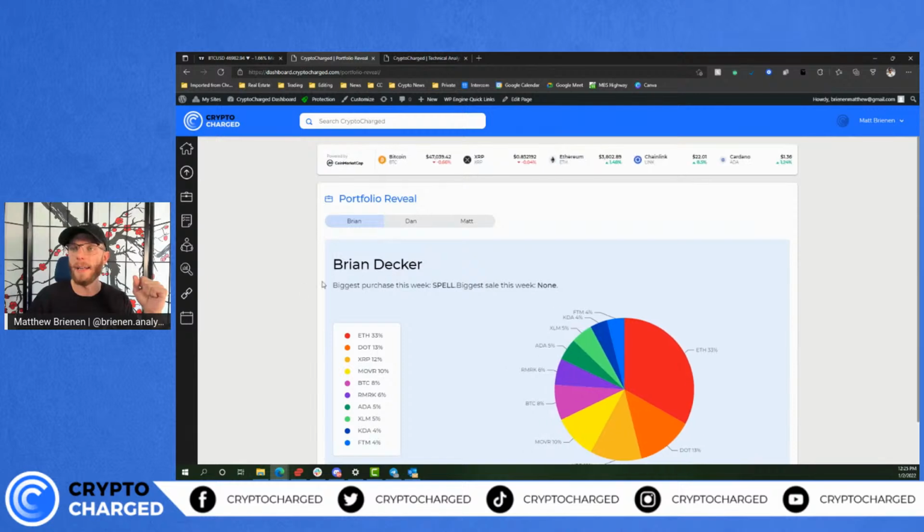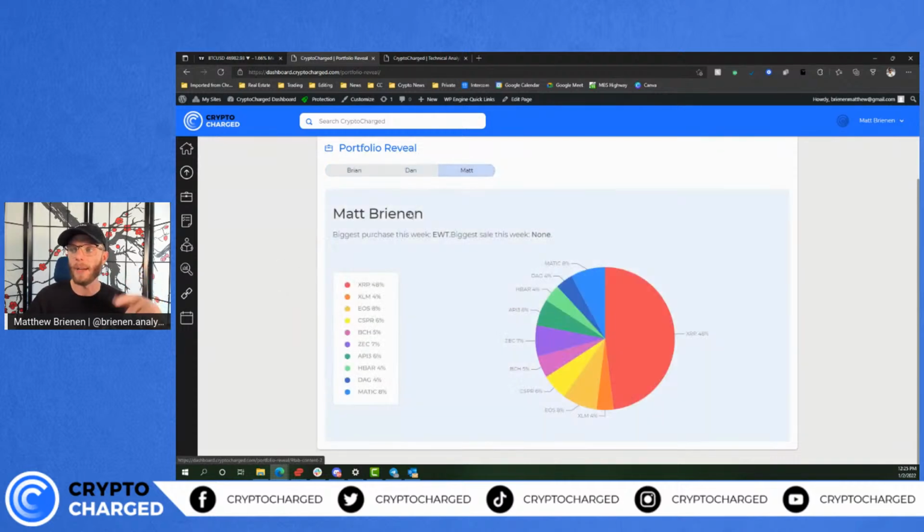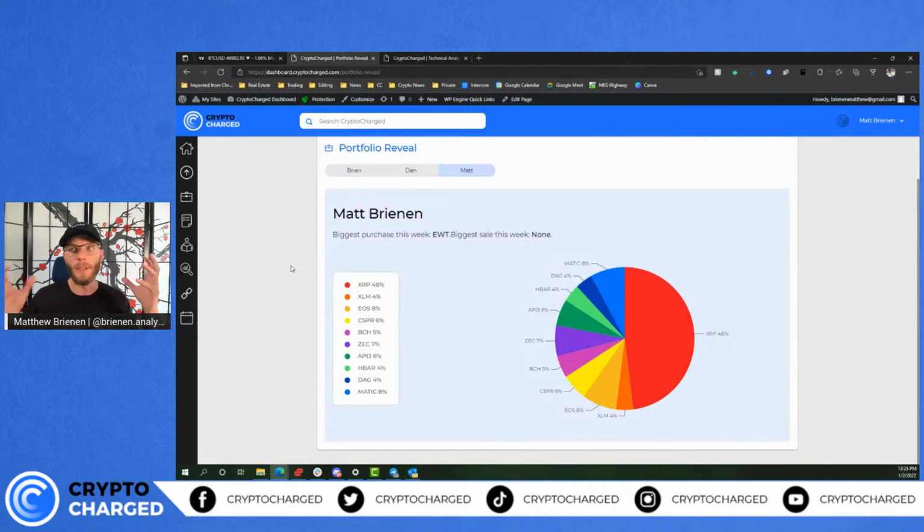Something we most recently added is our portfolio review. We want to put our money where our mouths are. We're showing you what we own by asset, our top 10 assets by percentage. You can go through Brian's, Dan's, and mine. We all allocate our assets a little bit differently.